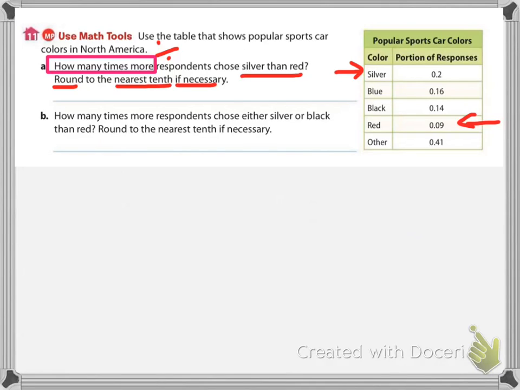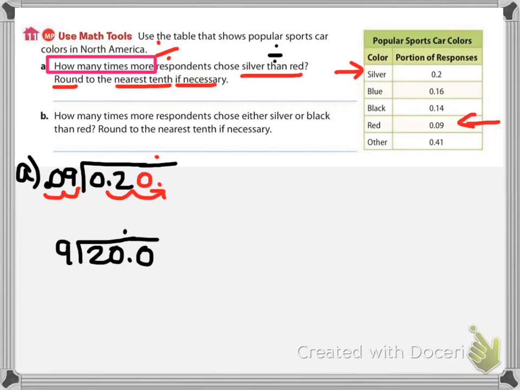Again, another problem from the book about how many times more. Again, reading from the table, making sure you are choosing the correct numbers. We're talking about a problem about sports car colors, and it is again giving you the permission to round to the nearest tenth if necessary. Okay, so let's set up part A and get going.